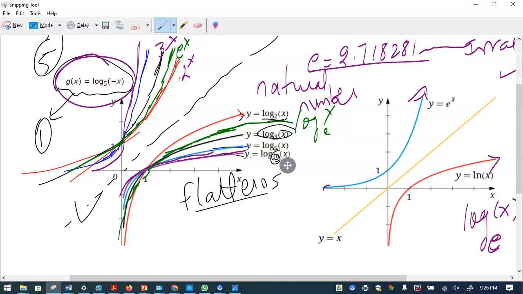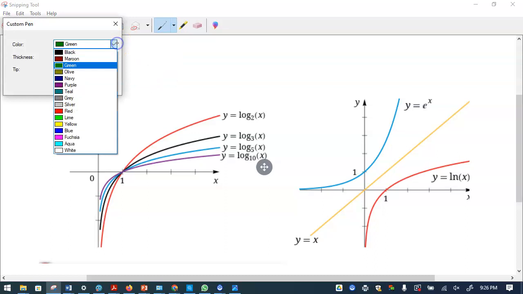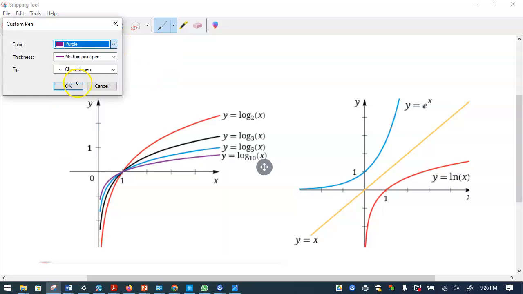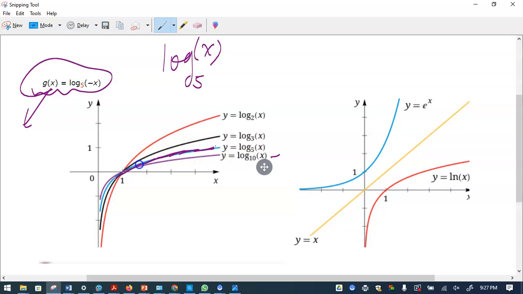Let's go directly to what the question is. The question asked is how do we graph this? First of all, we need to know what is the logarithm of x to the base 5. Now 5 means, you can see this is 10, and there's a 5 there. The blue color is showing you 5.